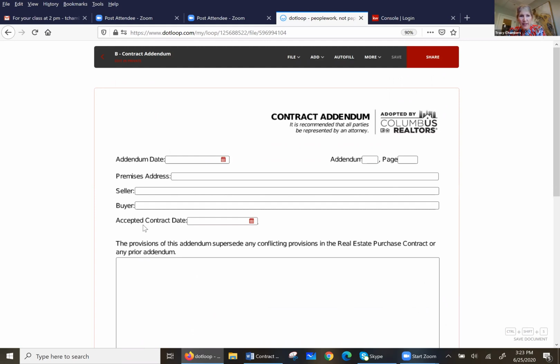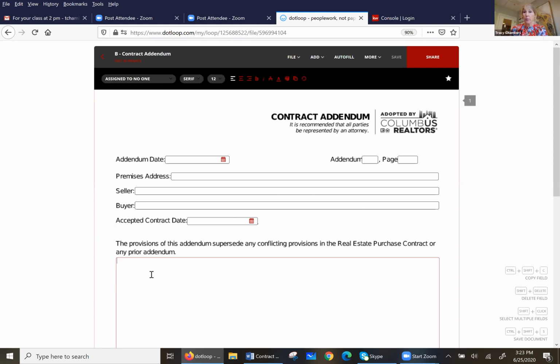Okay, so right here it says accepted contract date. So that tells me right there that I'm already in contract. So this is just on top of, hey, by the way, I want this too. And this addendum supersedes any conflicting provisions. So let's just say that the house doesn't appraise and there was no appraisal gap. So we have to go back and say, hey, everybody, purchase price to be $350,000. So it topped the appraisal price that I had at $355. It is now superseding the purchase contract that was in place.